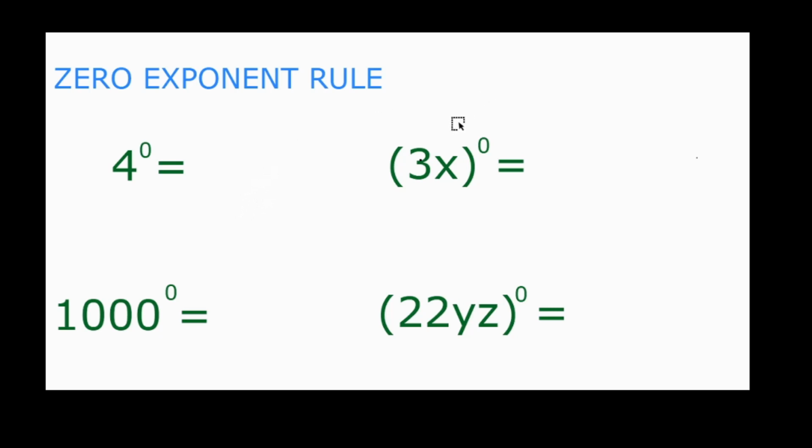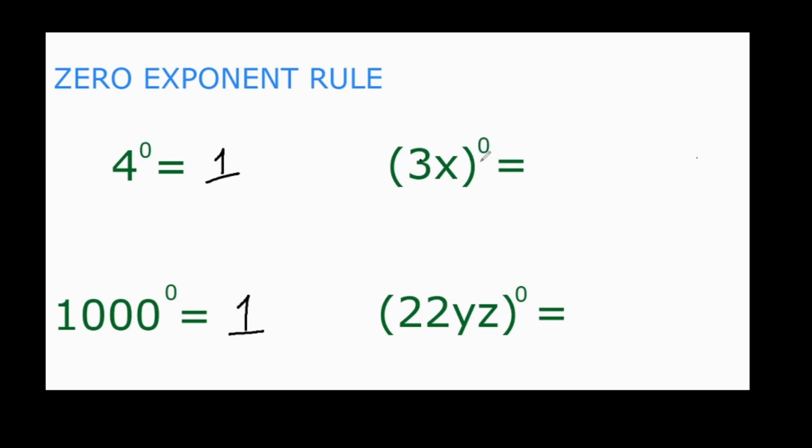As mentioned in the zero exponent rule, it is stated there that any number raised to 0 is always equal to 1, except for 0 itself, or 0 as our base. So now we have here 4 raised to 0, which only means that it is equal to 1. 1000 raised to 0, which also means that it is equal to 1. And how about for our next two examples?